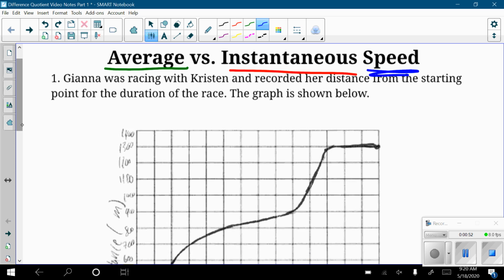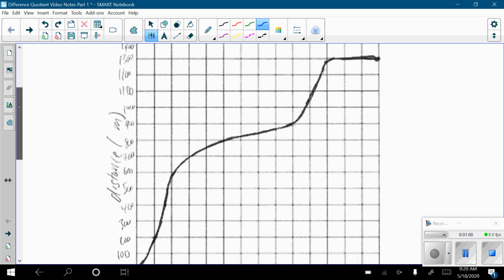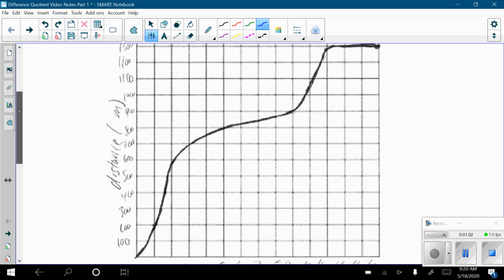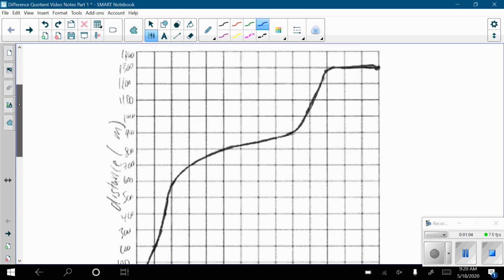Gianna was racing with Kristen and recorded her distance from the starting point for the duration of the race. And we got a graph of it.